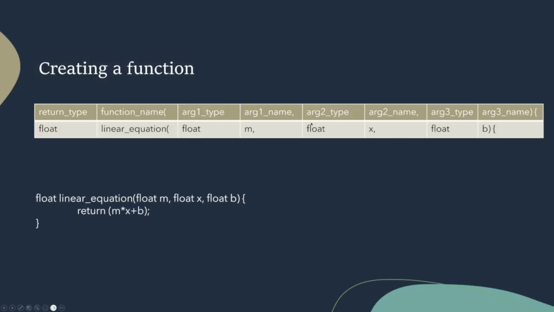Okay, so again, mapping that to our linear equation, we've got return type, that was float, function name is linear equation, and then in this case the first argument was of type float, m is the name, second argument was float x, and then float b, and then we've got operations in there. So again, here's the equation, float linear equation, float m, float x, float b, and then we do return m times x plus b.